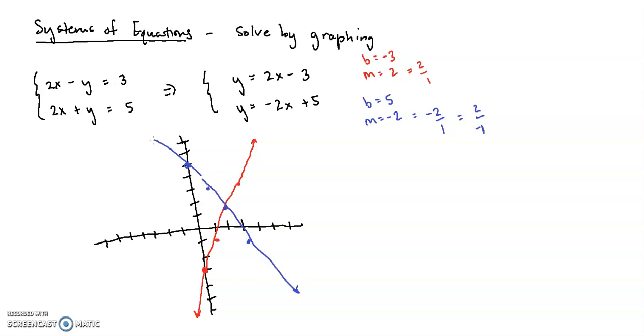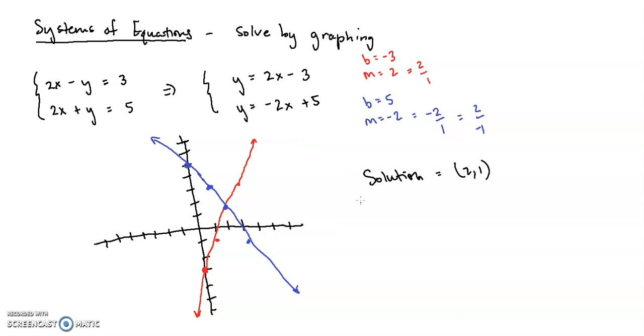Now my drawing is probably even more of an exaggeration of how unreliable this is, but you should still see that when we counted our slope up and over, it looks like both lines hit this point at (2, 1). So I think my solution is going to be the point (2, 1). Remember, the solution is the intersection point. So I think my solution is (2, 1).